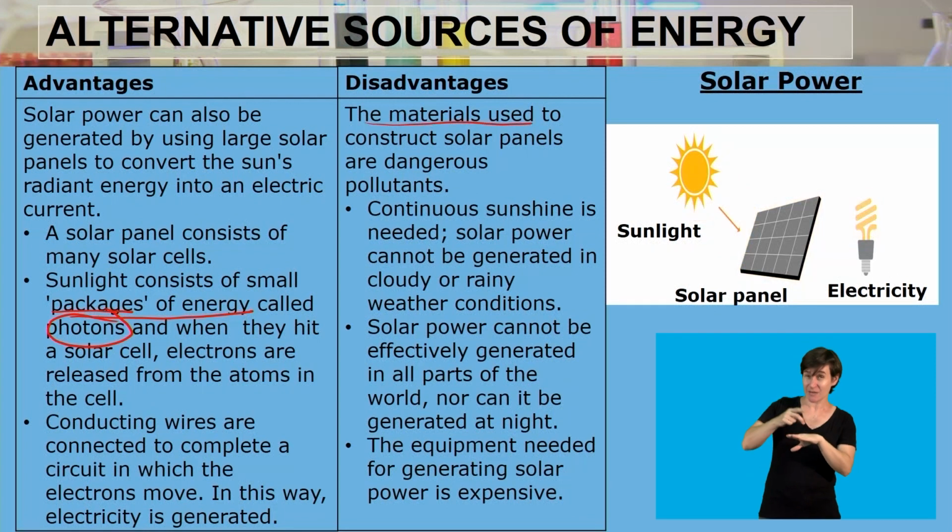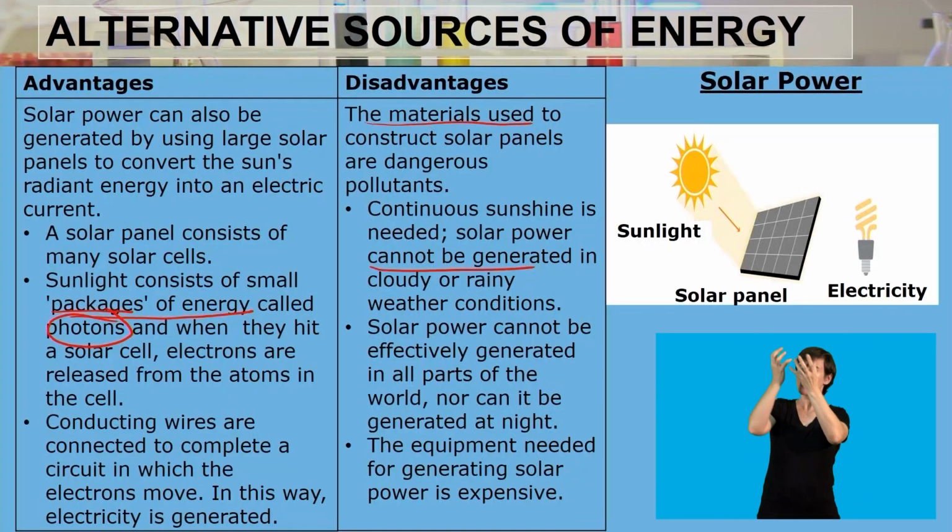The materials needed to construct a solar panel are dangerous pollutants. And continuous sunshine is needed. Solar power cannot be generated in cloudy or rainy weather conditions. Just like the wind, on windless days we can't generate electricity. Again, when we have a cloudy day or rainy weather condition, we are not going to be able to generate electricity.